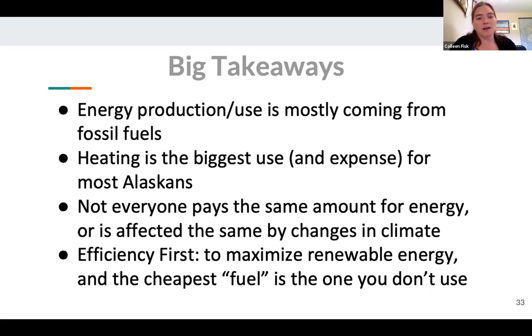Not everyone pays the same amount for energy. And although I didn't exactly talk about this, I think this is an important connection: not everyone is affected the same by the changes in climate or by the uses of that energy. And of course, efficiency first. Even though I made a really big point of showing that one of our biggest ways of reducing our carbon is using onshore wind or nearshore wind, it's not necessarily going to be the cheapest. And to maximize that, we still have to be efficient first. So keep that in mind. The cheapest fuel is the one that you aren't using, no matter what kind of fuel it is, whether it's renewables or non-renewables.